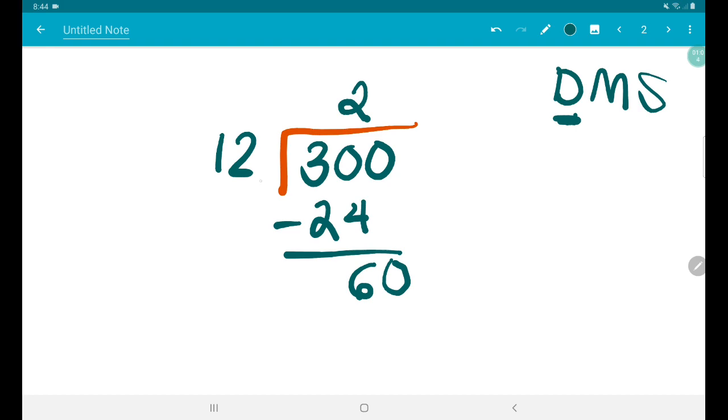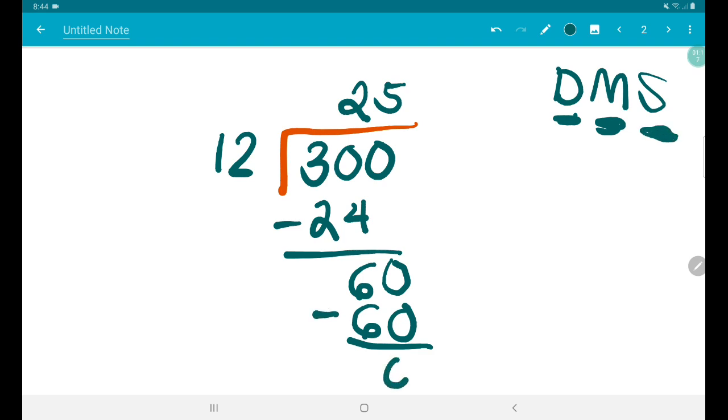60, balik ka sa umpisa. Divided by 12 is 5. And then, 5 times, multiply na tayo. So, 5 times 12 is 60. And then, subtract. So, 60 minus 60 is 0. Okay, dahil 0 na yan, tapos na tayo. So, 25 is our answer.